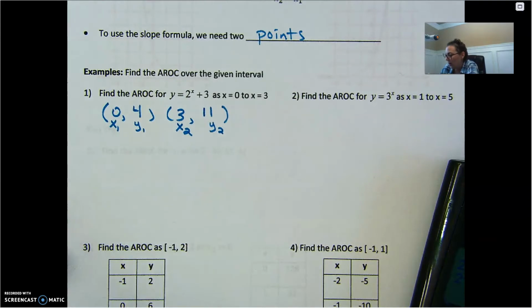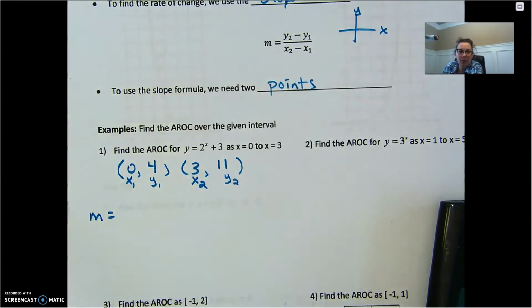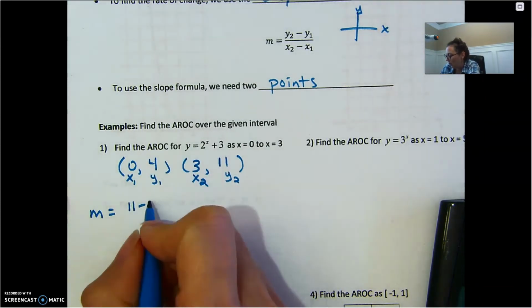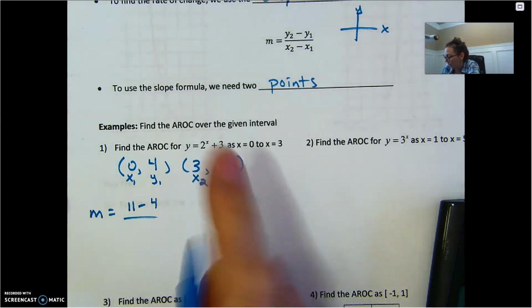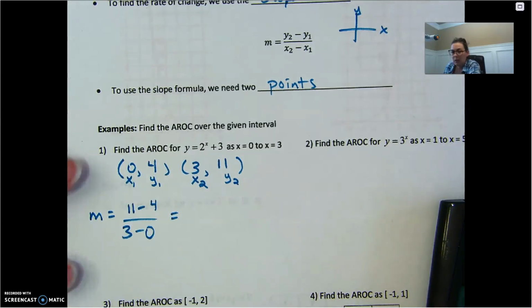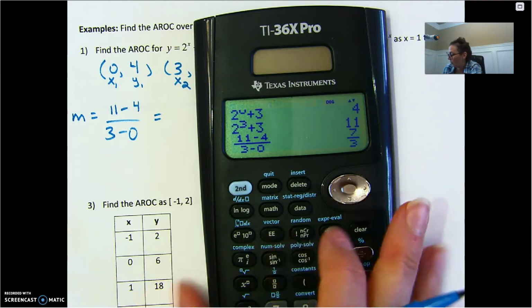All right, so now I'm ready for that slope formula. Just following it from right here, we put the y's on top. So y2 is 11 minus y1 is 4 all over x2, which is 3, minus x1, which is 0. You could type it into your calculator using that fraction button if you want, and it does it all at once. Or you can do it in pieces, whatever you're most comfortable doing. So that comes out as 7/3.